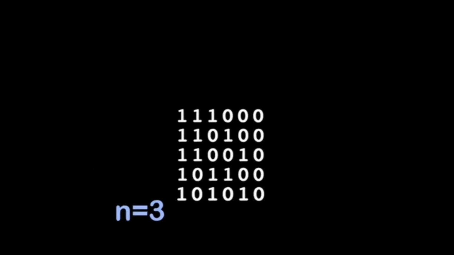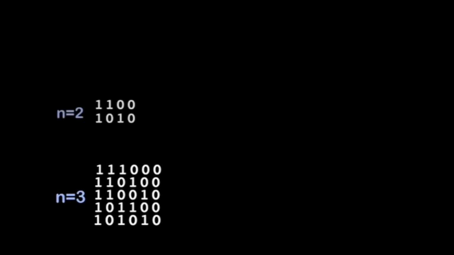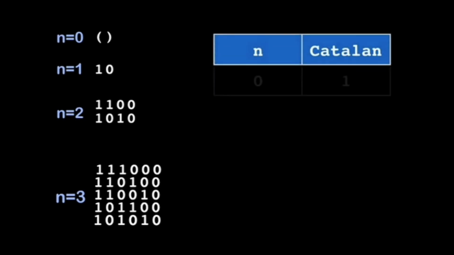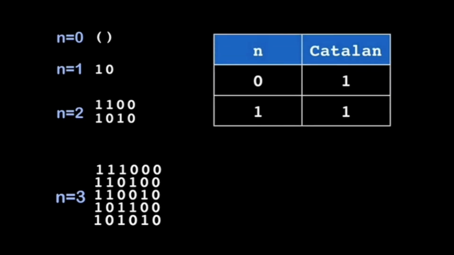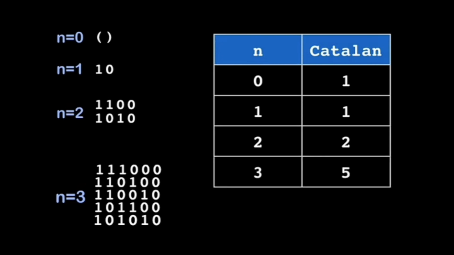As you might have guessed, our game has had a more serious purpose than just finding valid strings of ones and zeros. It turns out that you can interpret the Catalan series as the count of the number of strings we have generated for each successive value of n. So, at this point, the Catalan numbers are 1, 1, 2, 5 for n equals 0, 1, 2, 3.